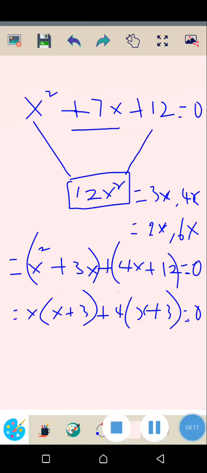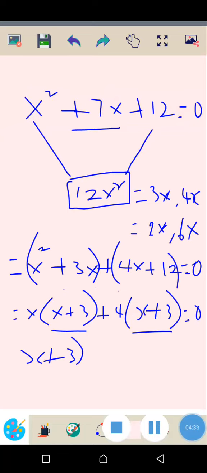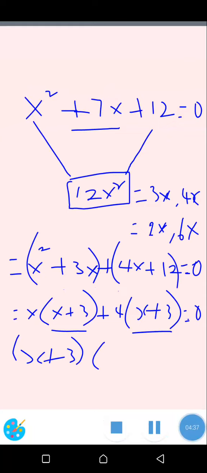When you solve further, you get x into bracket x plus 3. Then the common factor between 4x and 12 is 4. So you then have 4 into bracket x plus 3. So now we have two common factors. This and this are common. You pick one of it. That's x plus 3. Then another, x plus 4. x plus 4 equals 0.